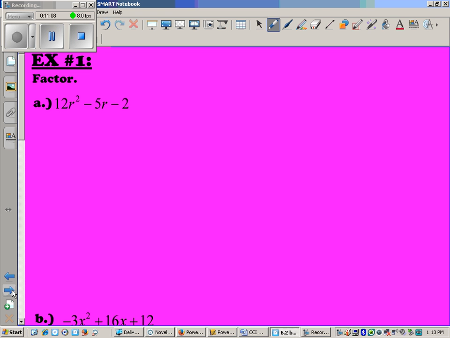Isn't this one different because there's a number in front? Right now there's a 12. If you look back at all the other examples we just did, there was no number in front, or you can say an invisible 1. Since there's 3 terms in this problem, and there's a number in front that you can't GCF out, this is when you're going to do bottoms up.